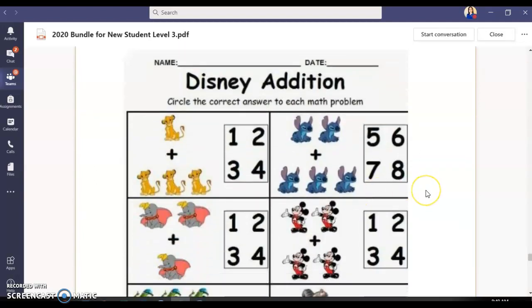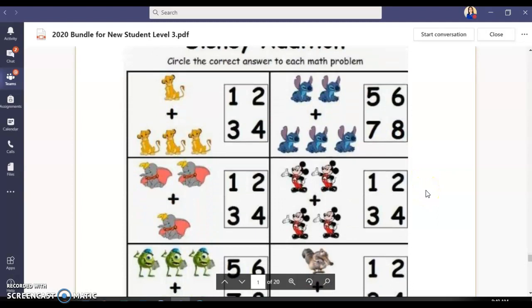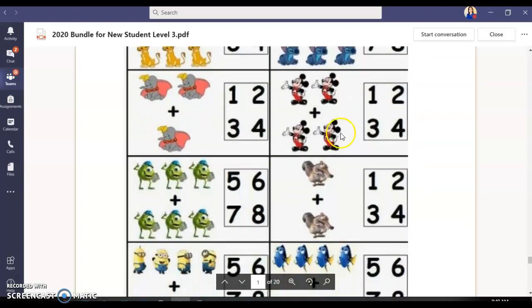Now let's go over the Disney addition. Circle the correct answer to each math problem. So let's see. We have 1, 2, 3, 4. So you're going to circle number 4. 1, 2, 3, 4, 5. Find number 5 and circle the correct answer. Now, let's go ahead and count. 1, 2, 3. Circle the correct answer.